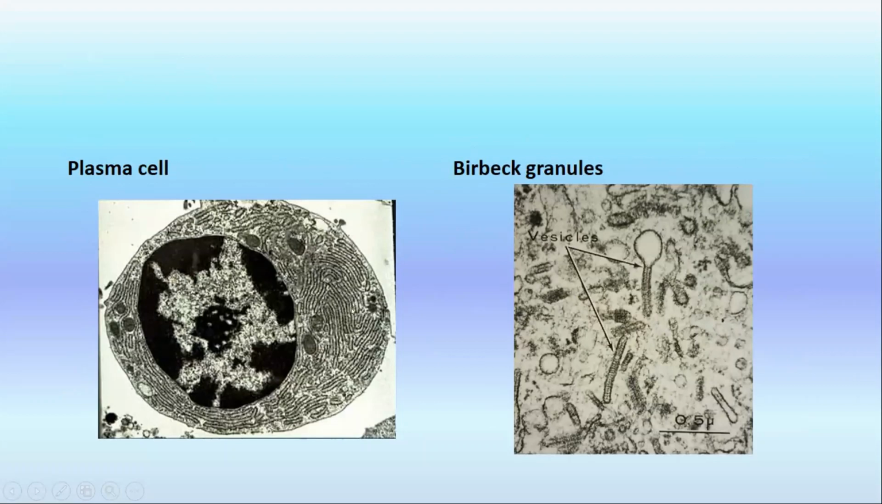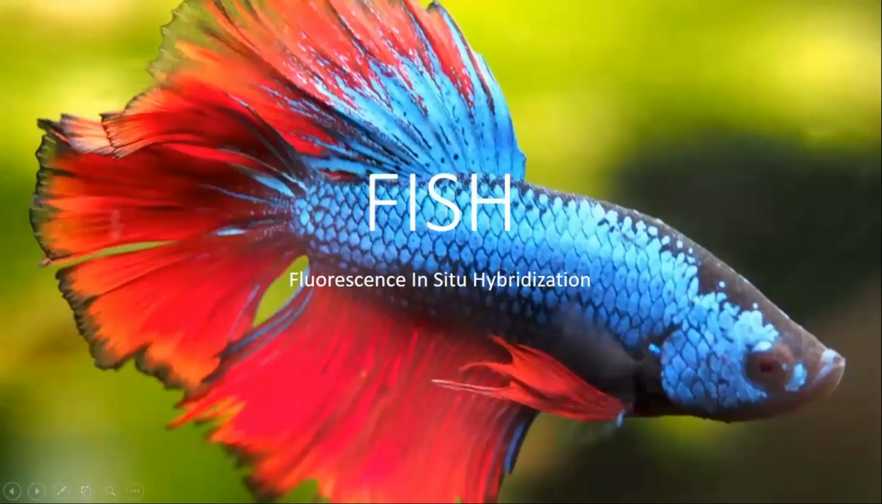This is the plasma cells. You can see plasma cells. The function is to produce antibody. So these are all the Golgi complexes. These are the mitochondria. This is a very famous image in the pathology textbook. I think you've seen that, Birbeck granules, which is typified in the HCL. What does HCL stand for? It's Histiocytosis.